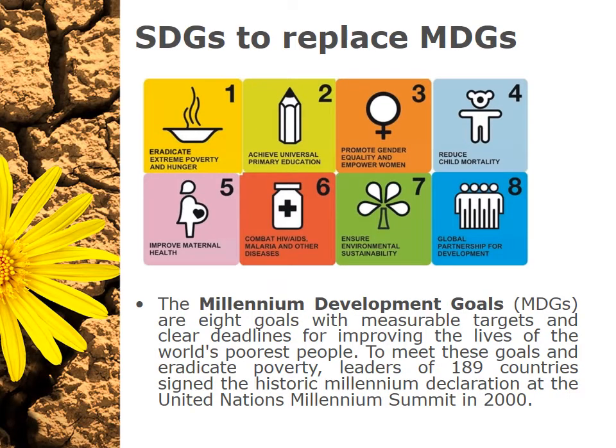SDGs were designed to replace the MDGs. What are the MDGs? The Millennium Development Goals are 8 goals with measurable targets and clear deadlines for improving the lives of the world's poorest people. To meet these goals and eradicate poverty, leaders of 189 countries signed the historic Millennium Declaration at the United Nations Millennium Summit in the year 2000.